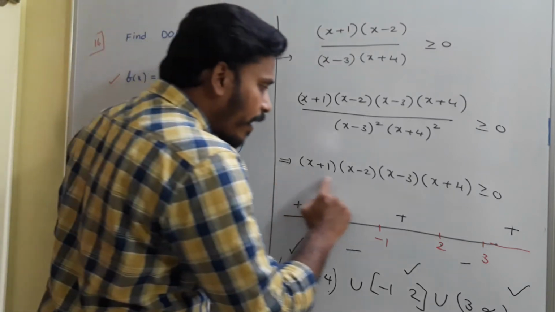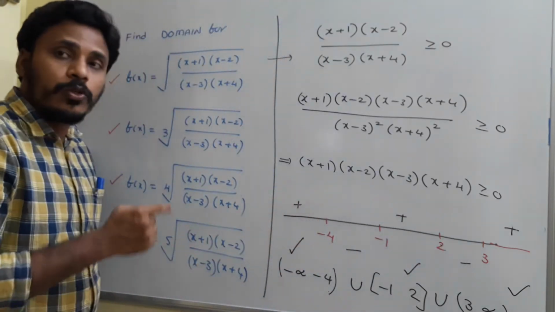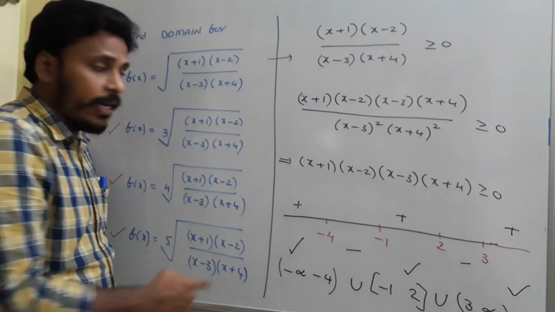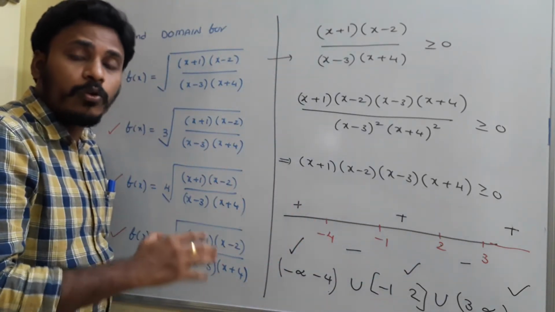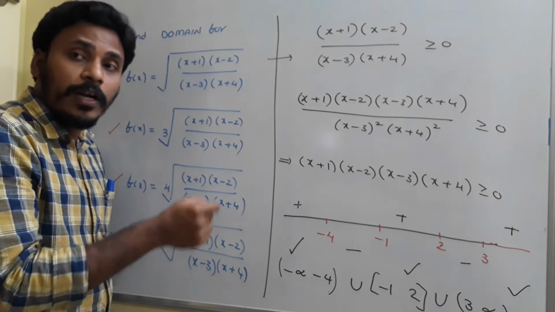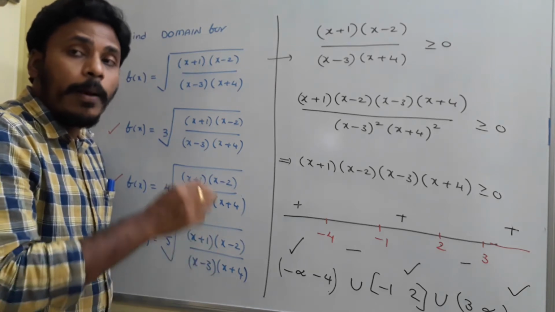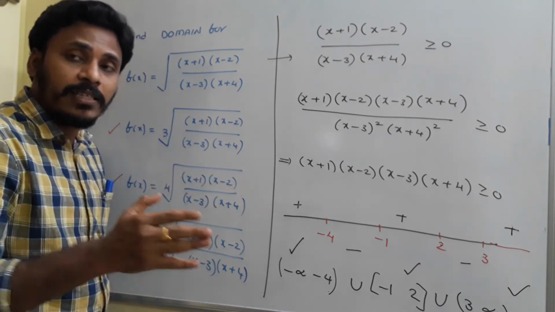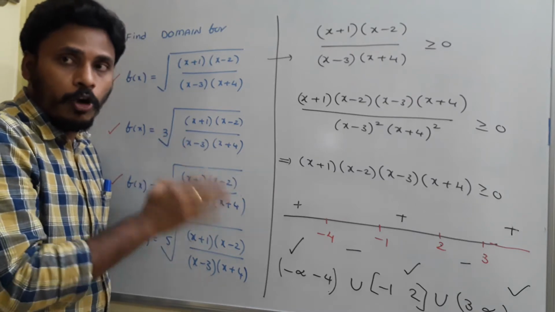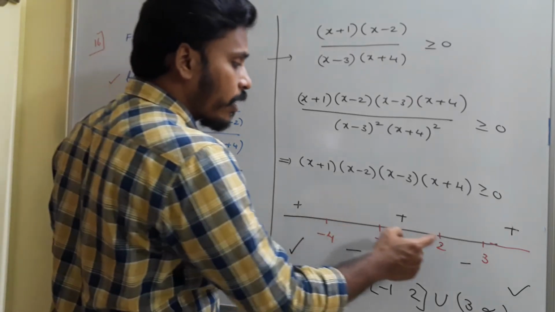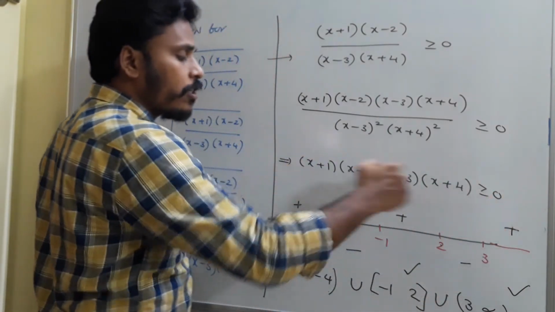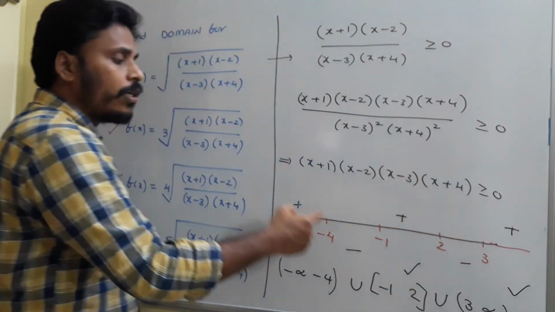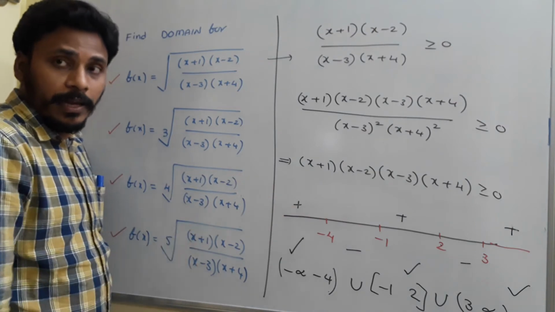Whenever this product is greater than or equal to 0, we need to find those x values. The product of these 4 terms is sometimes positive and sometimes negative. That's why we need to check where it is positive and where it is negative by taking different values around the roots of that polynomial, like minus 4, minus 1, 2 and 3, right? After 3, the expression is positive, and from there onwards it goes alternately with plus and minus signs.